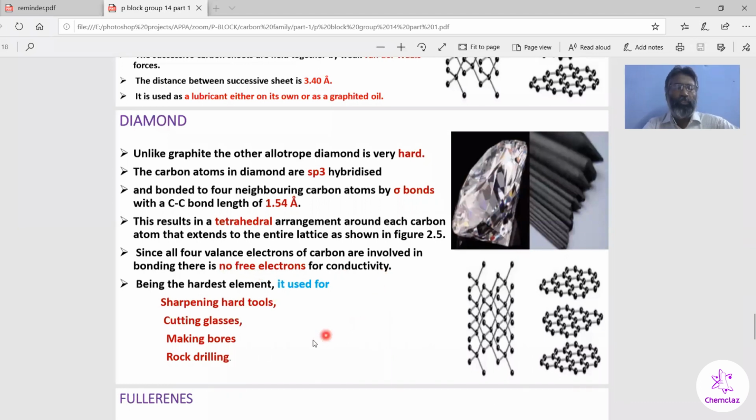So the uses of diamond: sharpening hard tools, cutting glass, making bores, and rock drills. The hardness is due mainly to the interlinking structure of diamond.